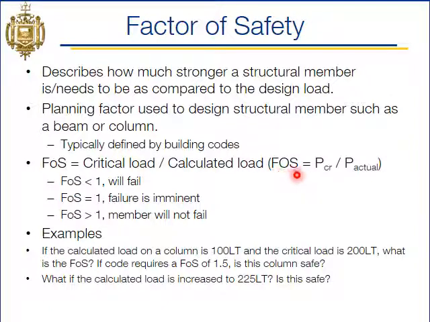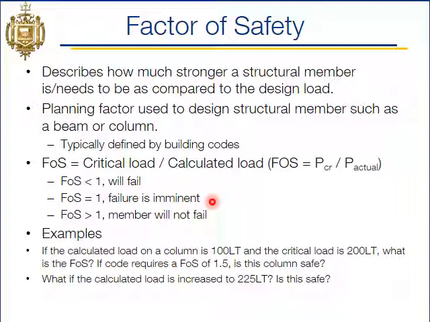And we're always looking for a factor of safety greater than 1. So if our factor of safety is greater than 1, that means our structural member is not expected to fail with the loads that will be applied to it. If our factor of safety is directly equal to 1, that means failure is imminent. So things could go either way. So it's not prudent to calculate or to design something with the factor of safety 1.